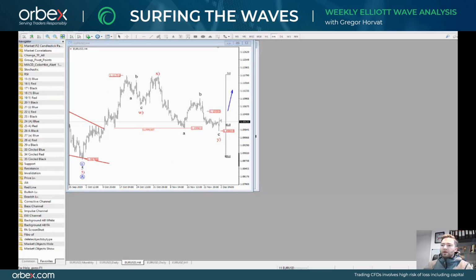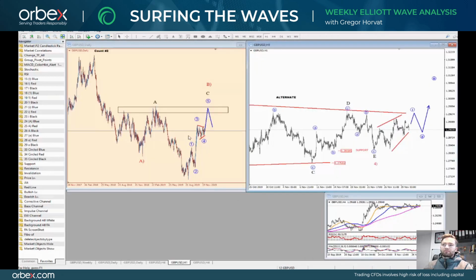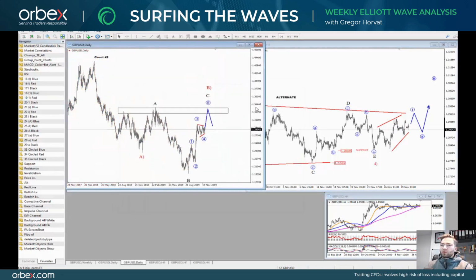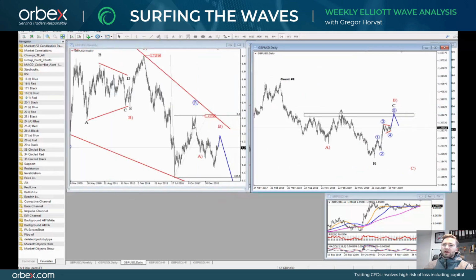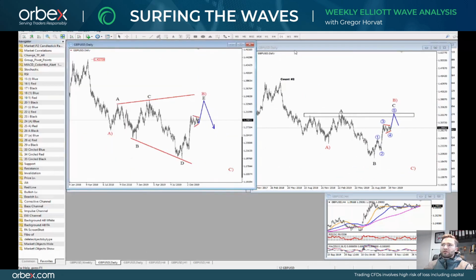Okay, now looking at cable. Now cable is also having some very interesting developments. It turned very nicely to the upside at the end of August, and since then I think the market will remain in an uptrend. The reason is also that what I see on the intraday basis is just a pause within this strong recovery. Okay, so actually I'm tracking different possible and valid scenarios here for cable on a daily chart.